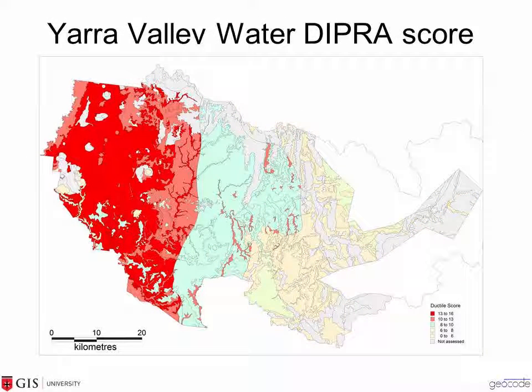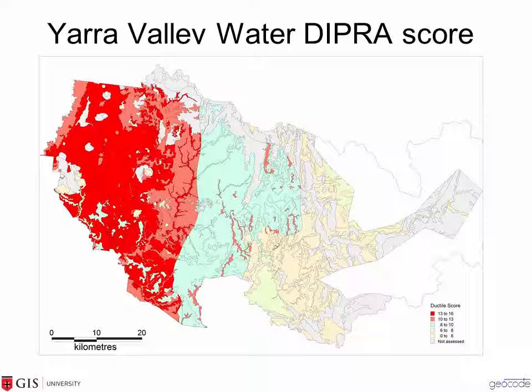Here's the DIPRA scoring system applied to the Yarra Valley Water soil map. The DIPRA scores were applied by Dr. Robert van der Graaf, who is a very senior soil scientist. Those soil polygons that are shaded red have a DIPRA score of 10 or greater, and so the DIPRA scoring system would say that a cast iron asset would perform poorly in these areas.